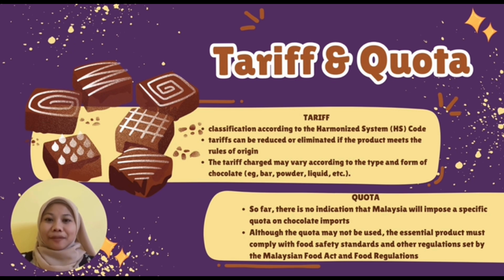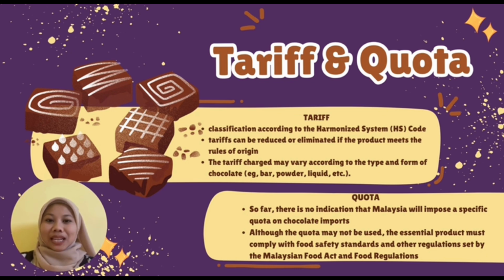First is tariff. Malaysia sets import duty tariffs for a wide range of products, including chocolate. This tariff can vary according to the product classification under the Harmonized System HS code. Under Free Trade Agreements (FTA), such as the ASEAN Free Trade Area (AFTA) and bilateral agreements between Malaysia and other countries, tariffs can be reduced or eliminated if the product meets the rules of origin set within the agreement.